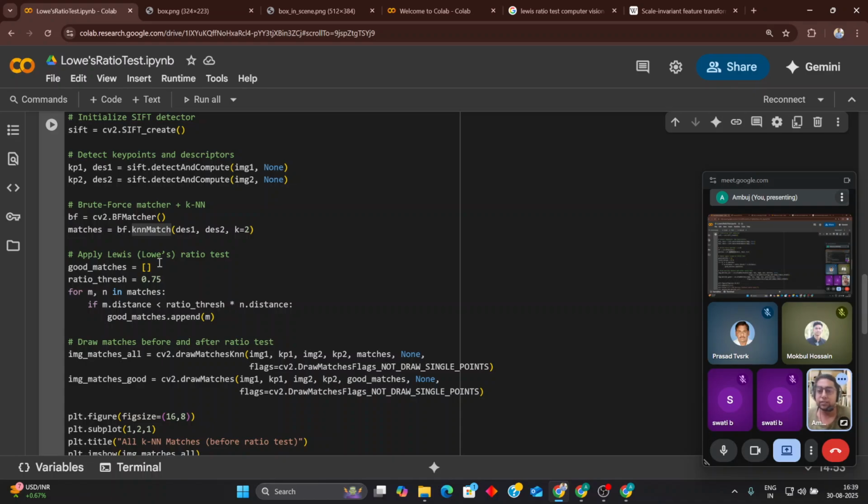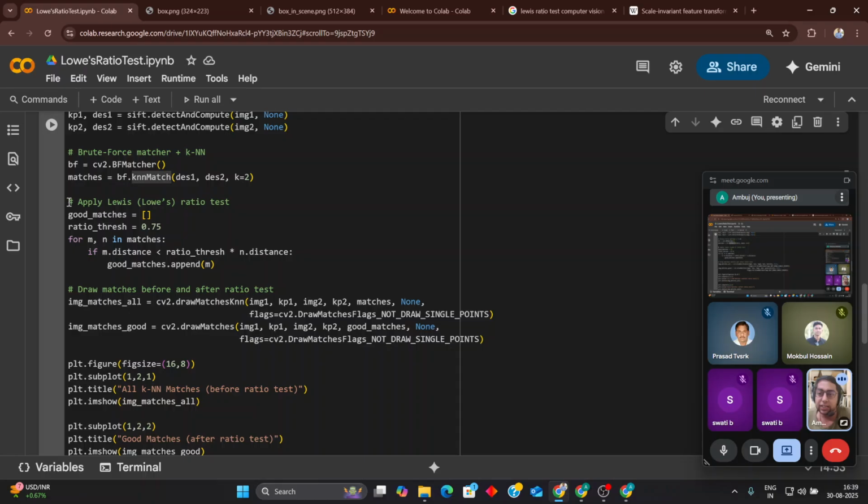After this, we are applying the exact step of the Lowe's ratio test here. We make a particular array, good matches. Then I have applied a ratio threshold of 0.75. Using the for loop, I have compared these values, and whatever good matches I get, I have appended to this good matches array.